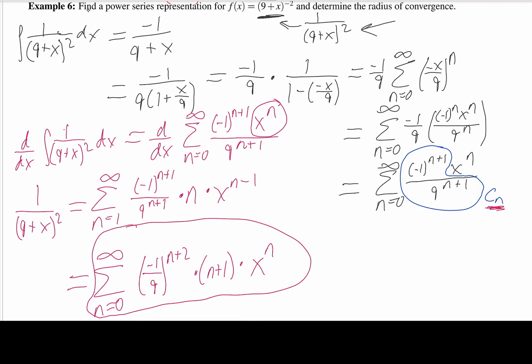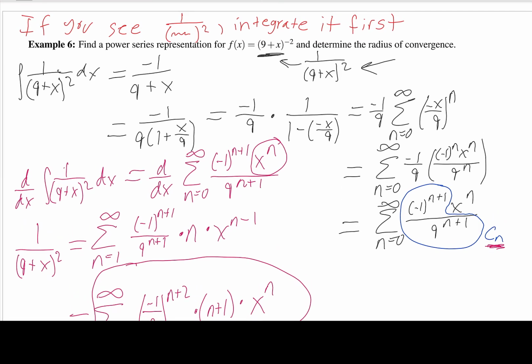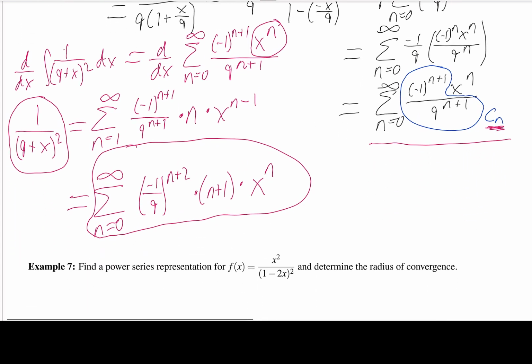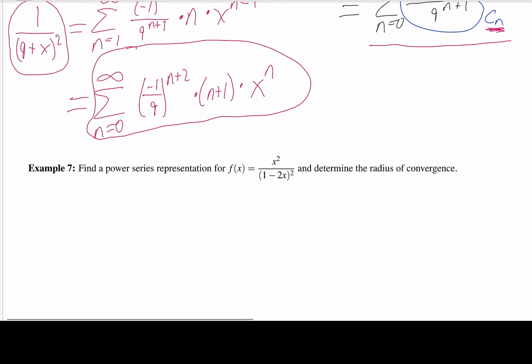So notice how, right, my first step here was to integrate because I saw 1 over something squared. And so I integrated it, I got a power series representation, I identified the c sub n, and then I went back and took the derivative of both sides. Right, so when I take the derivative of the left-hand side, we get our original starting function. When I take the derivative of the right-hand side, I'm taking the derivative of this power series that I found and just using our rules from that theorem. Okay.